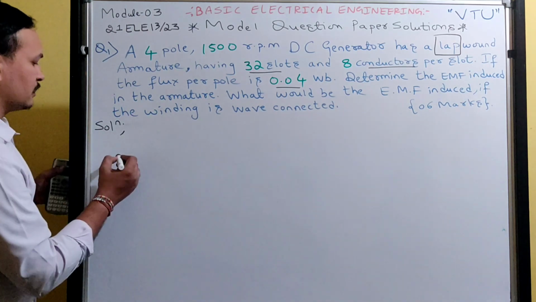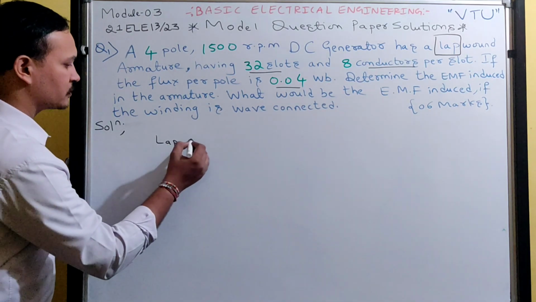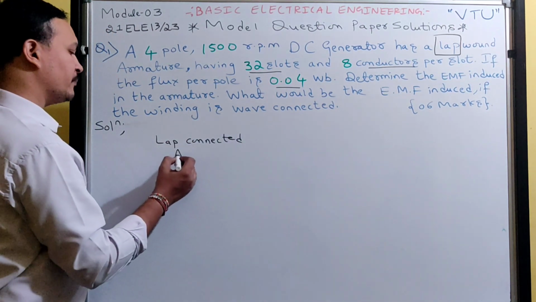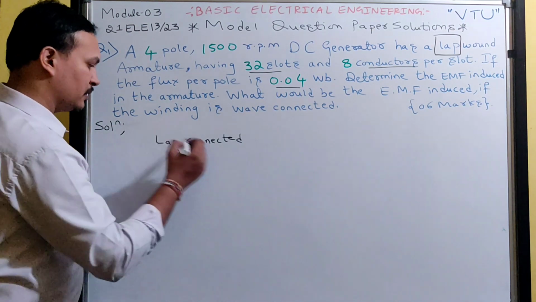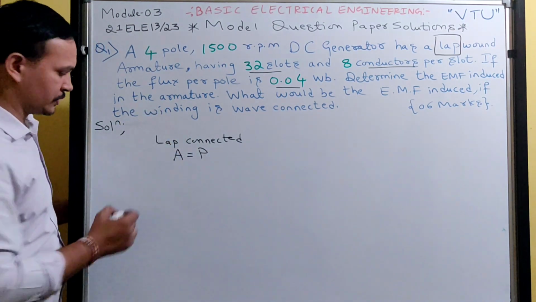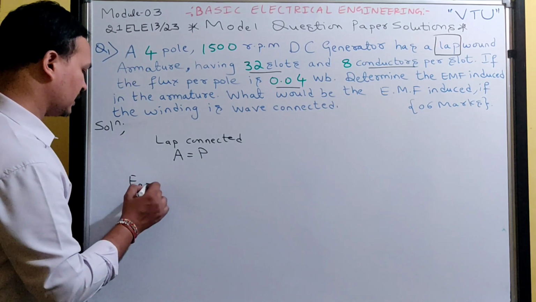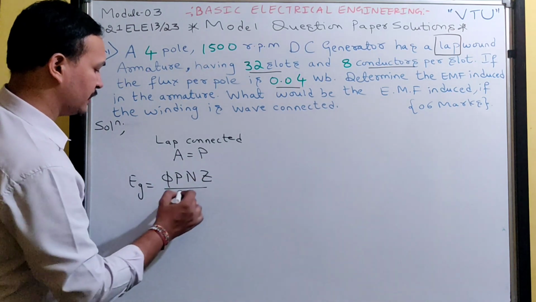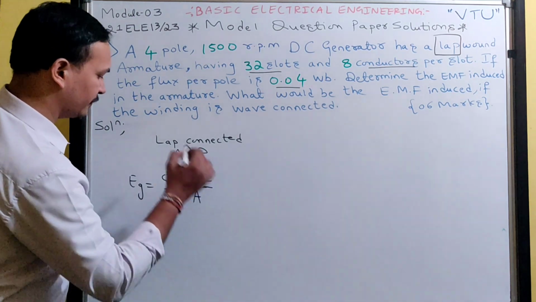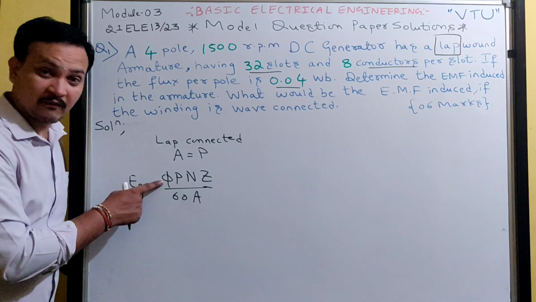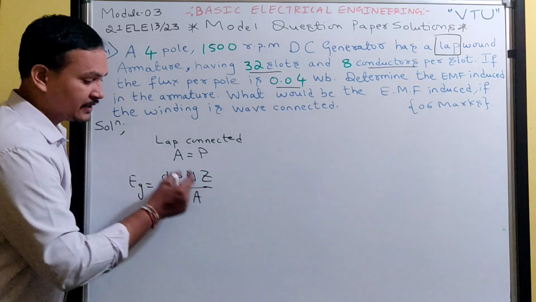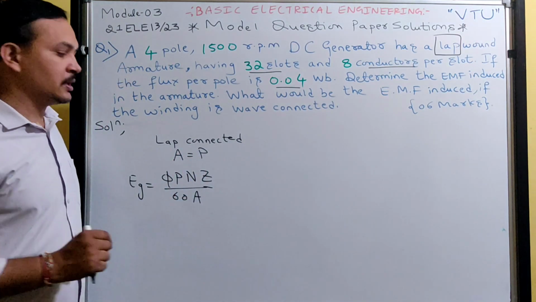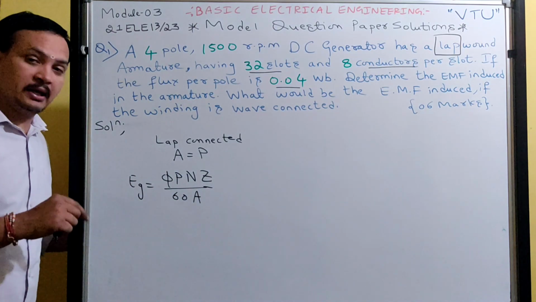Let's see in a lap winding. First we can do lap connected. In lap connected, the number of parallel paths, denoted by A, is equal to the number of poles. The EMF generated equation is given by Eg = ΦPNZ/60A. Here Φ is flux, P is number of poles, N is speed in RPM, and Z is the total number of armature conductors. Z is not given directly, it is given indirectly.